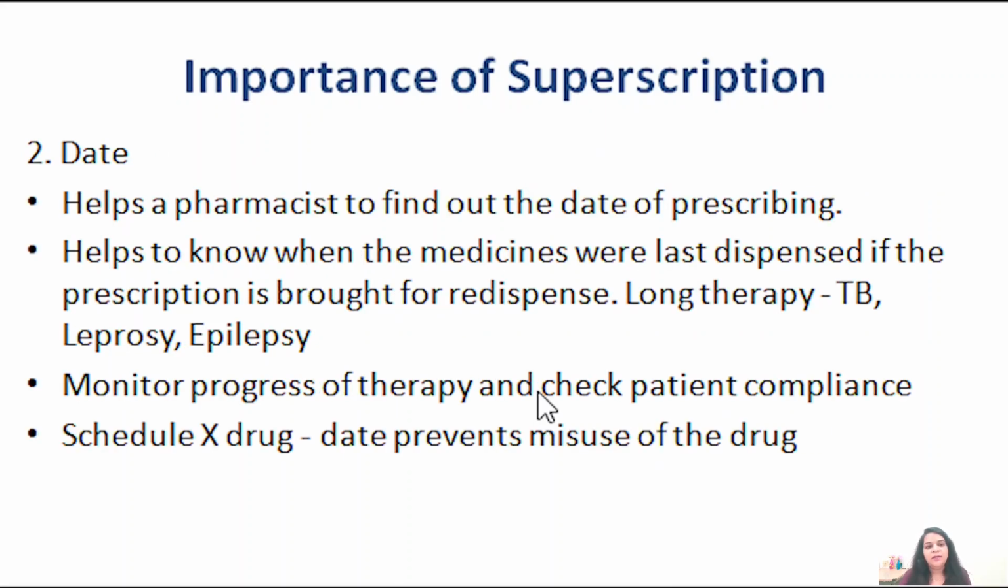Now coming to the date. So the date of prescription writing is important because it helps a pharmacist to find out the date of prescribing. It also helps to know when these medicines were last dispensed, if the prescription is brought for redispensing, and this is particularly important for long therapy like for tuberculosis, leprosy, epilepsy. In all these cases, the patient needs lifelong drug treatment. So in this case, the date of the prescription is very important. Date is also important to monitor the progress of the therapy and also to check for patient compliance.